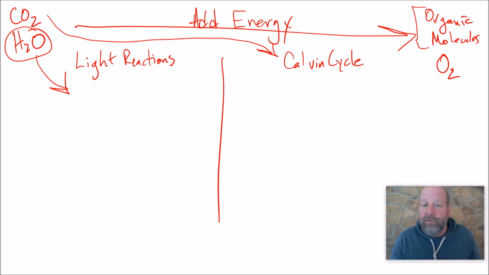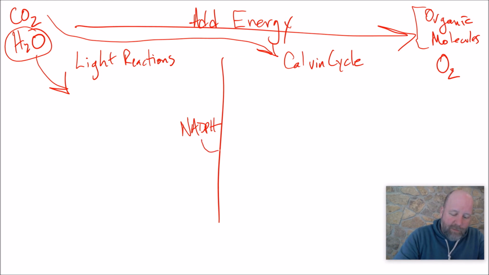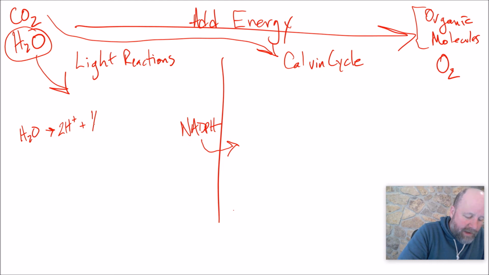This is going to be our source of electrons, and we're going to excite those electrons to make high energy electrons. And our high energy electrons are going to be in the form of a molecule called NADPH, which is a lot like NADH. It's basically a molecule that is used to transport high energy electrons. And that's one of the things that's going to go over to the Calvin cycle. We're going to take a protein that's been excited by the light and use it to take electrons from water. And so our water is going to become 2H+, 2 protons, plus a half of an O2.